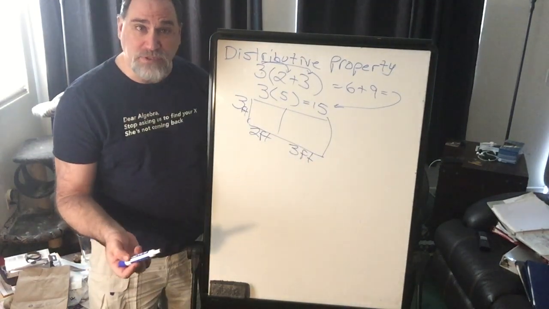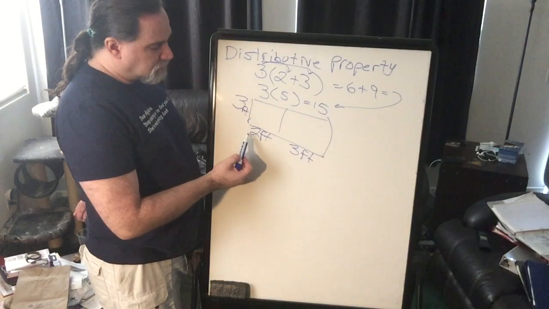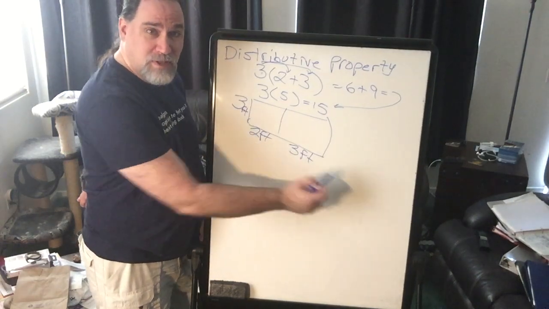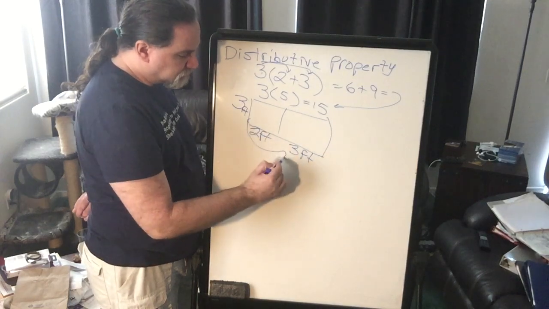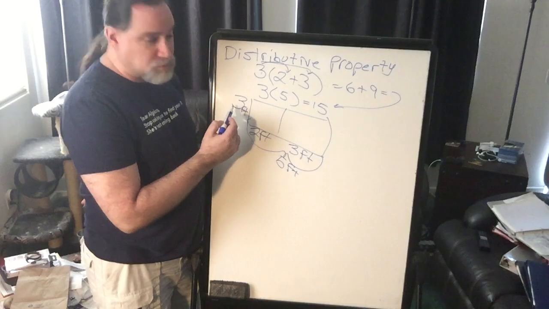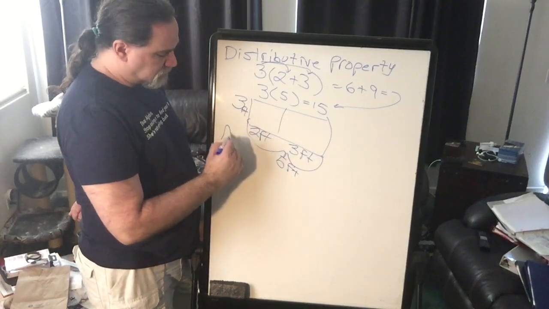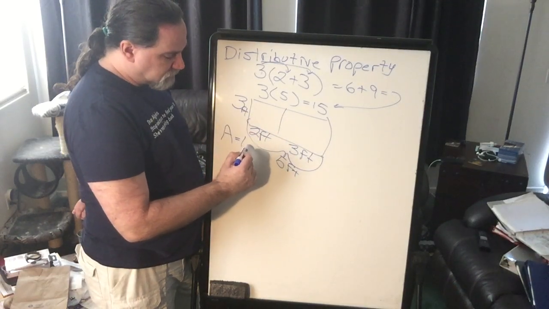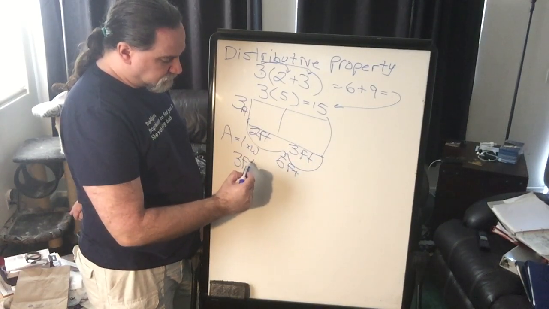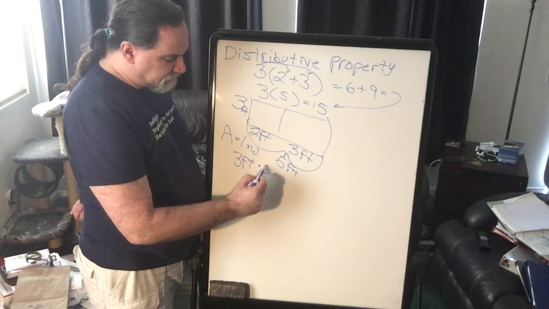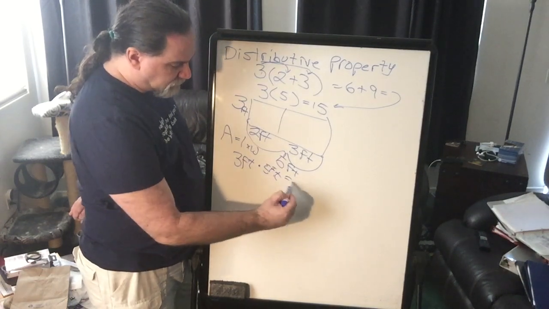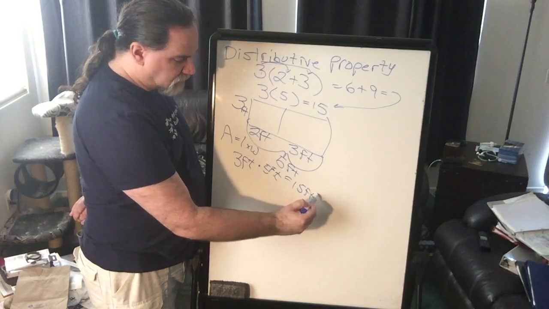You have two options. You could find the area by adding these two numbers together to get the length down here, and that would be 5 feet. And then you would multiply because area equals length times width, so 3 feet times 5 feet. And that would get us our 15 feet squared.